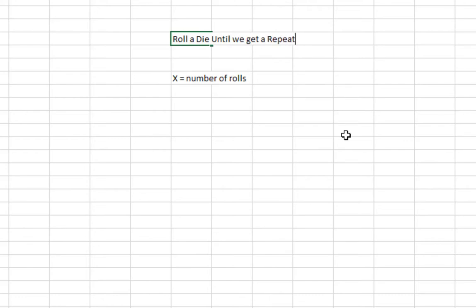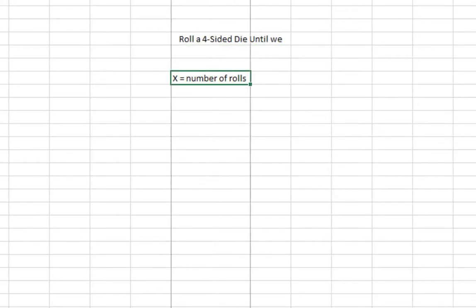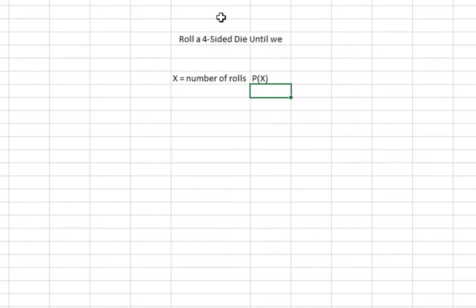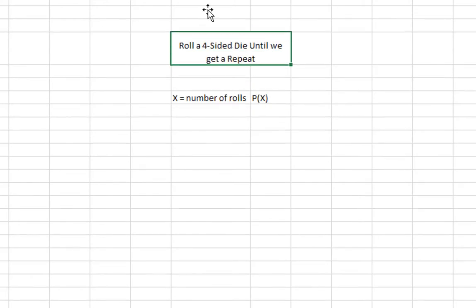And I'm going to be really specific and make sure I say roll a four-sided die. That way people that are looking at our work know exactly what we're talking about. So we're going to roll a four-sided die until we get a repeat. All right, and I'm going to put a probability column over here. We're going to get this formatting done correctly. Give me a sec here. All right, I want to make that stand out a little bit, make it a little bit bolder. Oh, I'm liking the way this is looking.